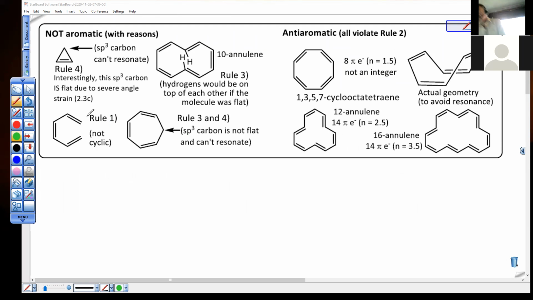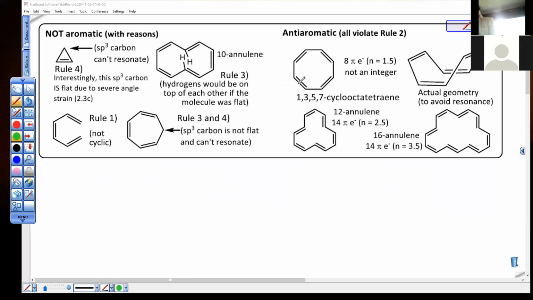This guy has the right number of pi electrons, but can't resonate in a circle. So that's not aromatic. This has the right number of pi electrons, 2, 4, 6. Then we solve the equation with n equals 1, an integer. But this thing here being sp3 means the pi electrons cannot resonate through this position here, because that's not a resonating atom, not without a p orbital.